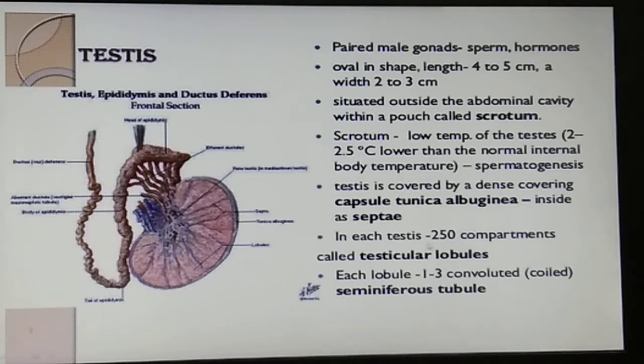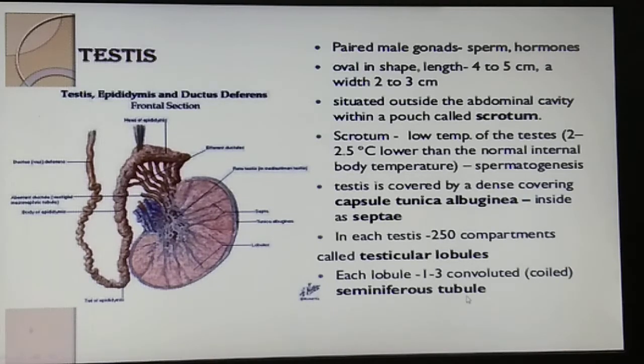Now students, I am just talking about the structure of testis now. Fine, if we talk about testis, it contains 250 compartments in it. Fine, and these compartments are known as testicular lobules. Fine, where each lobule consists of 1 to 3 coiled seminiferous tubules.